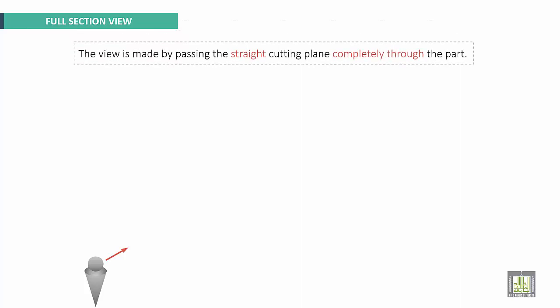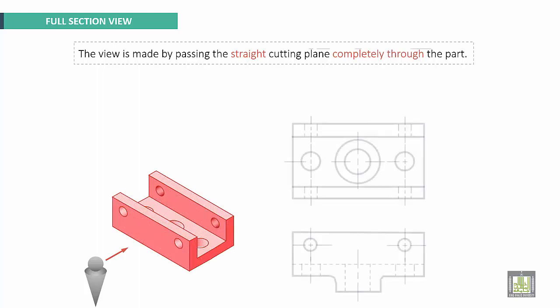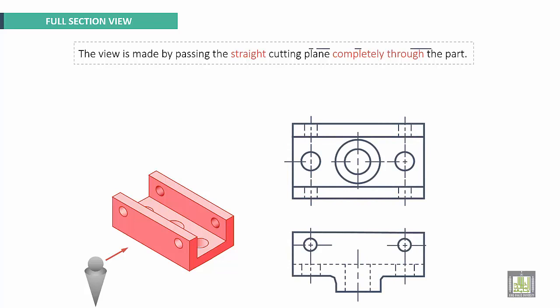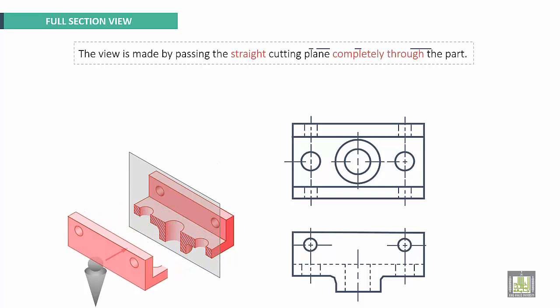The view is made by passing the straight cutting plane completely through the part. Here we have the part. These are original views using dashed line. If we take the plane here, cross section plane, it passes through all the part and makes the section. This is called full section view, and we'll get finally the sectional view here with dashed lines.